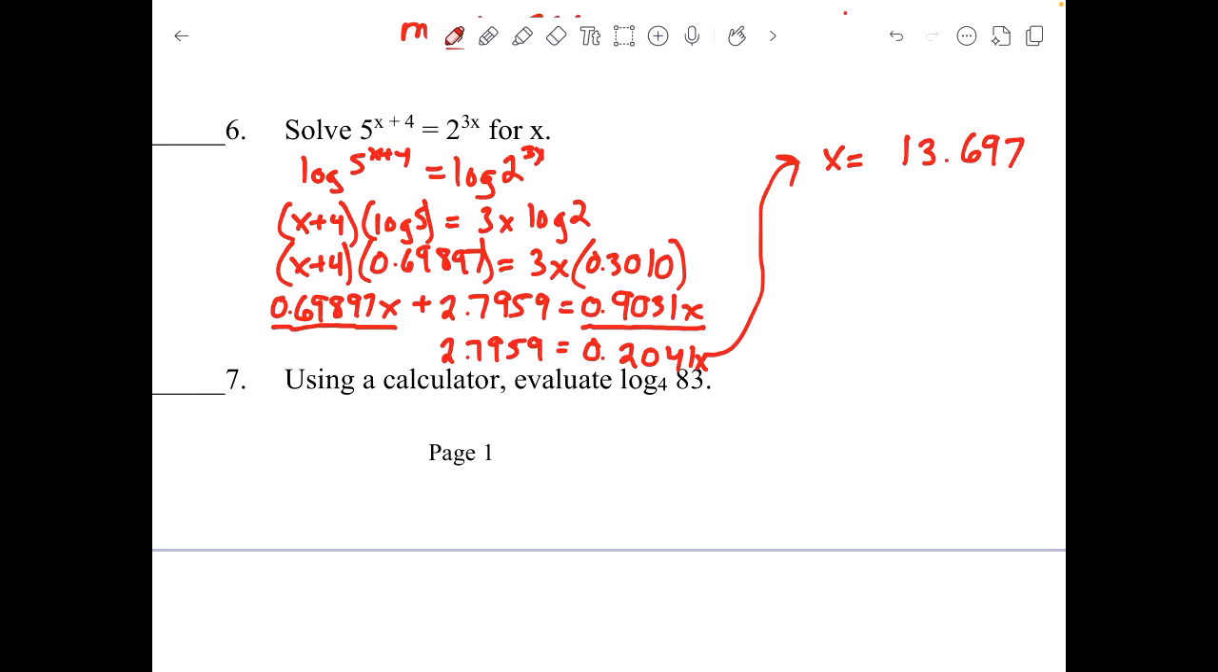And then for number 7, you're supposed to use a calculator to evaluate the log base 4 of 83. So that is equal to the log of 83 over the log of 4. That gives you a total of 3.1875.